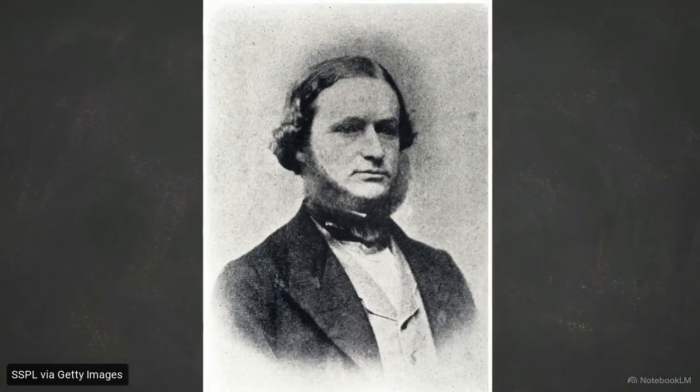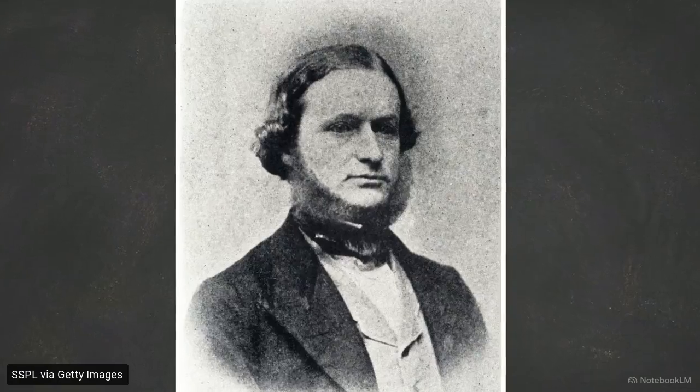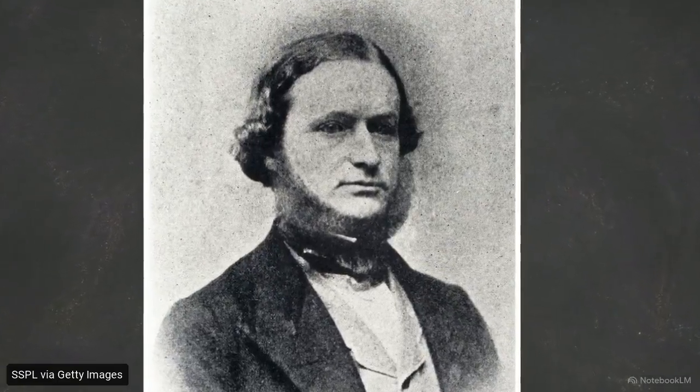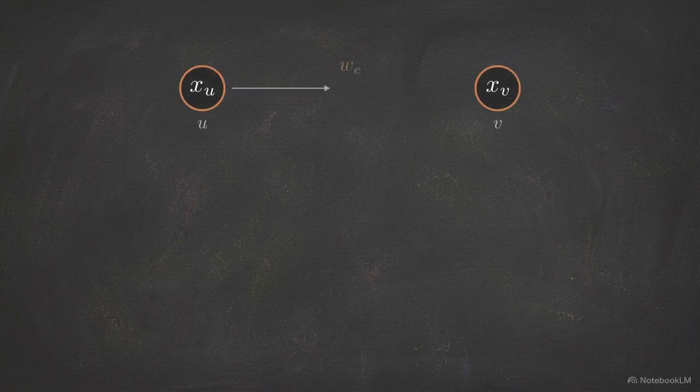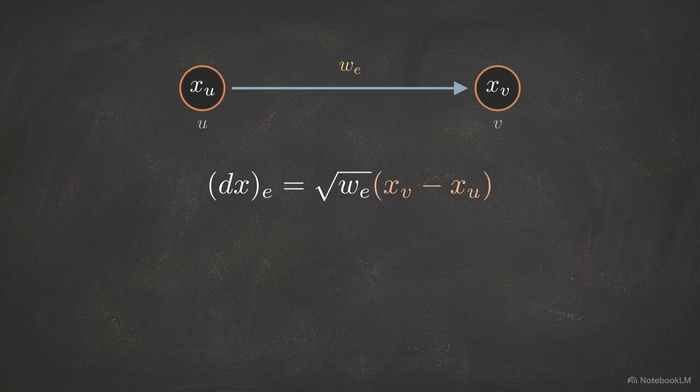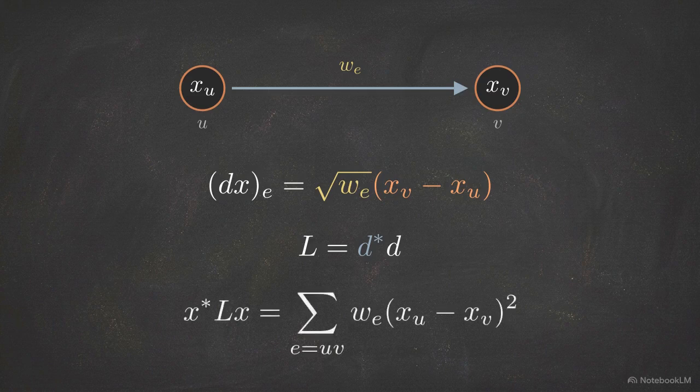The standard Graph Laplacian dates back to the mid-19th century, originating in Gustav Kirchhoff's analysis of electrical networks. This diagram shows the incidence operator across a single edge. The formula calculates the exact difference in state, scaled by edge weight. Multiplying by its adjoint yields the Laplacian matrix. This generates the quadratic energy form, an explicit penalty on local variation.